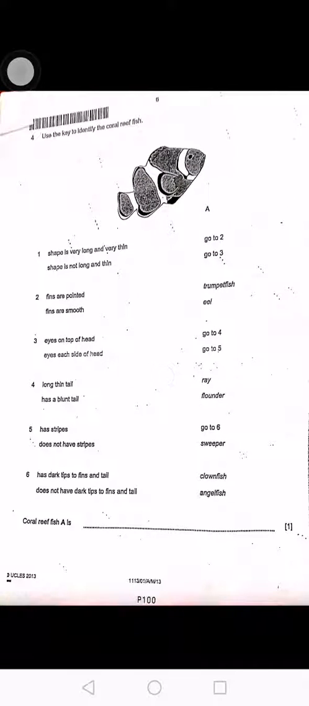That's right, so it's called clownfish. So you have to write here clownfish. Children, this is called a key. It's very, very easy to answer it. Okay.